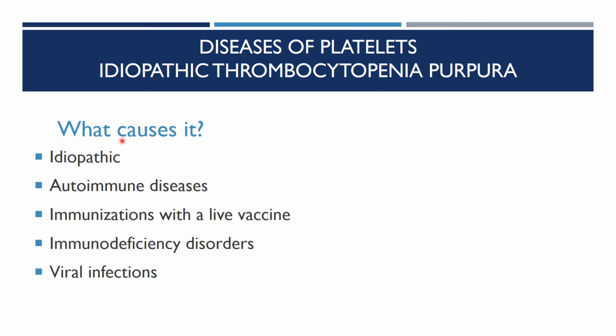So some causes of it, we have idiopathic, which is unknown. Okay, it's pretty much anything. Autoimmune diseases, immunizations with live vaccines, immunodeficiency disorders, and virus infections can all be causes of this idiopathic thrombocytopenia purpura.